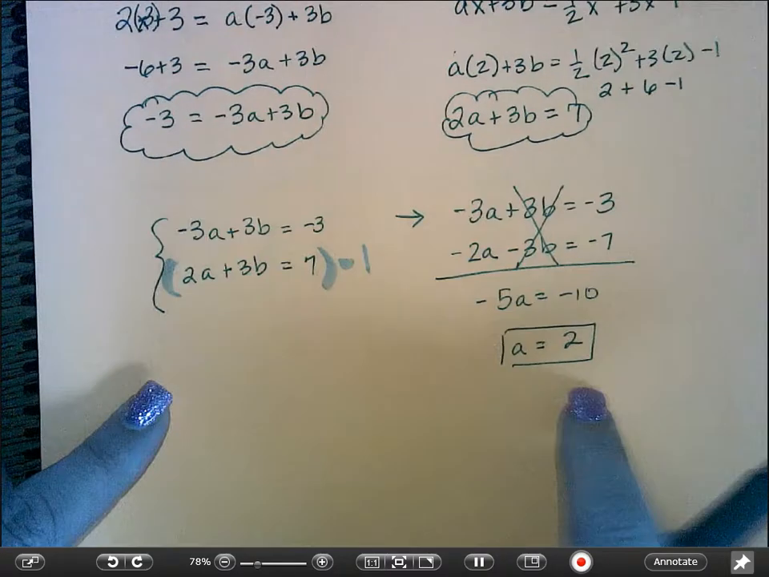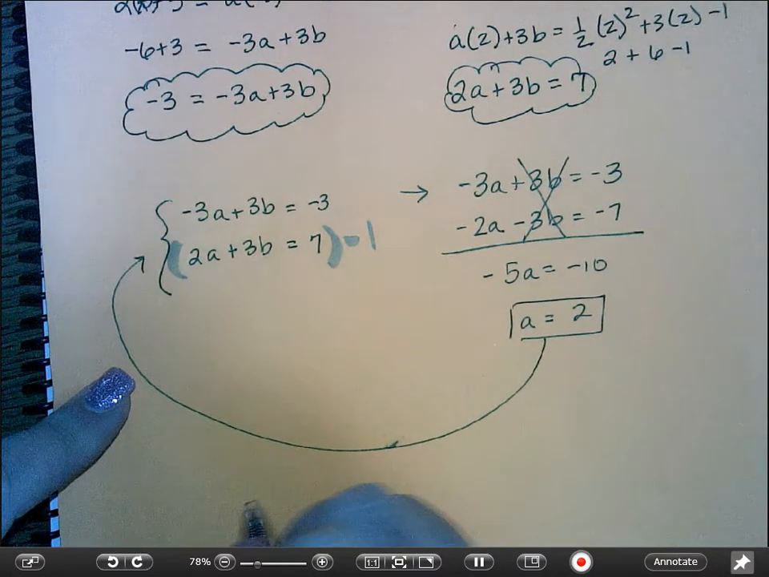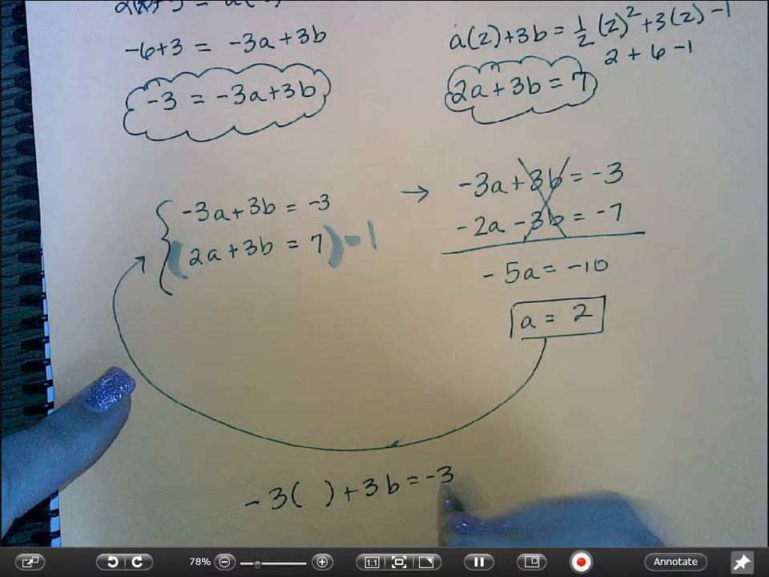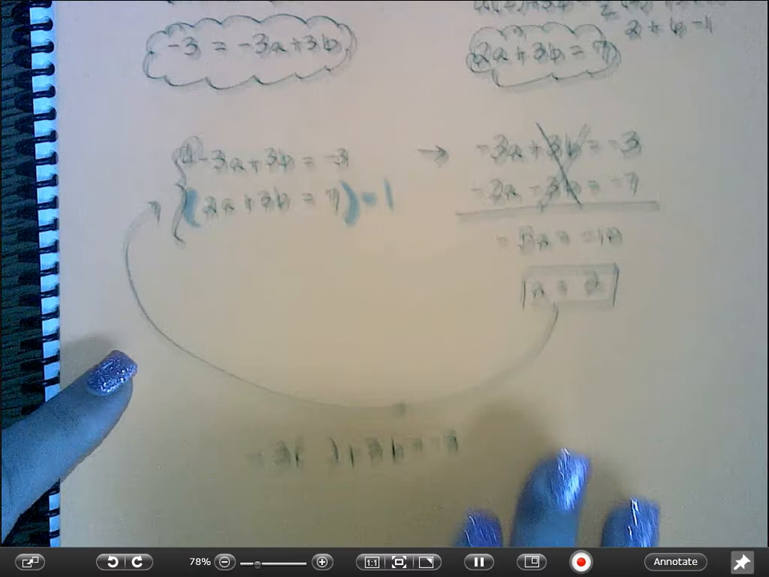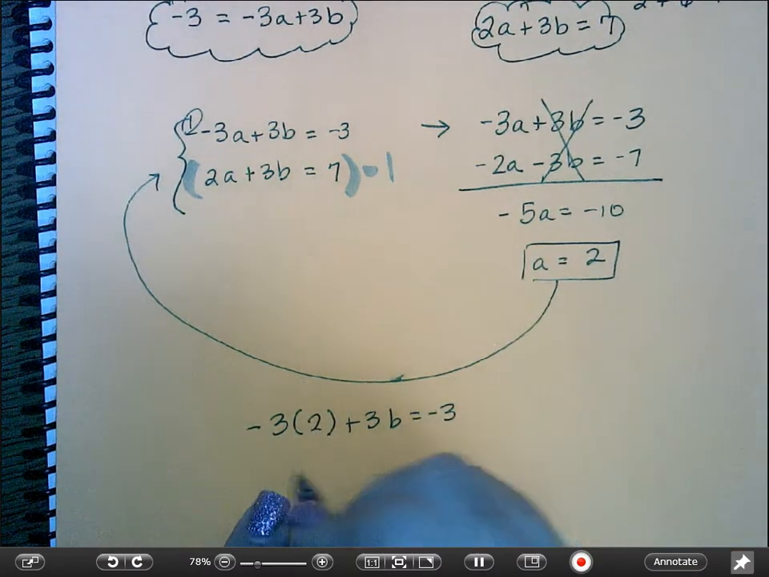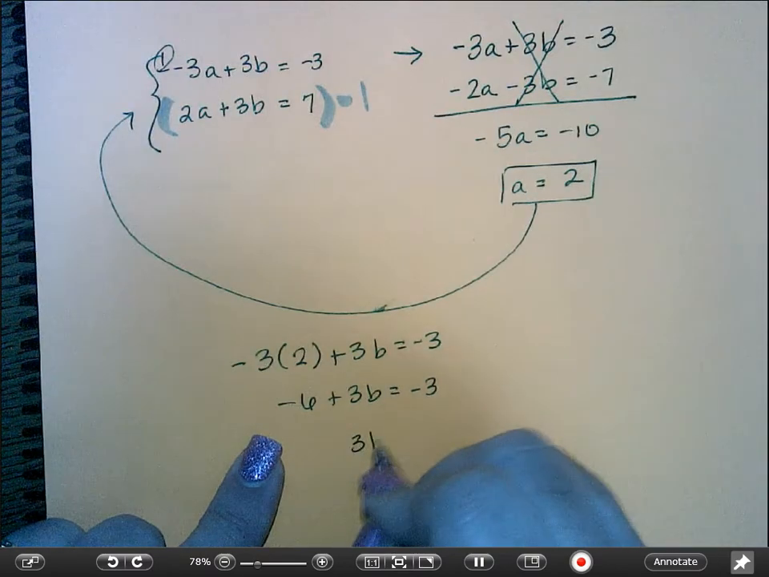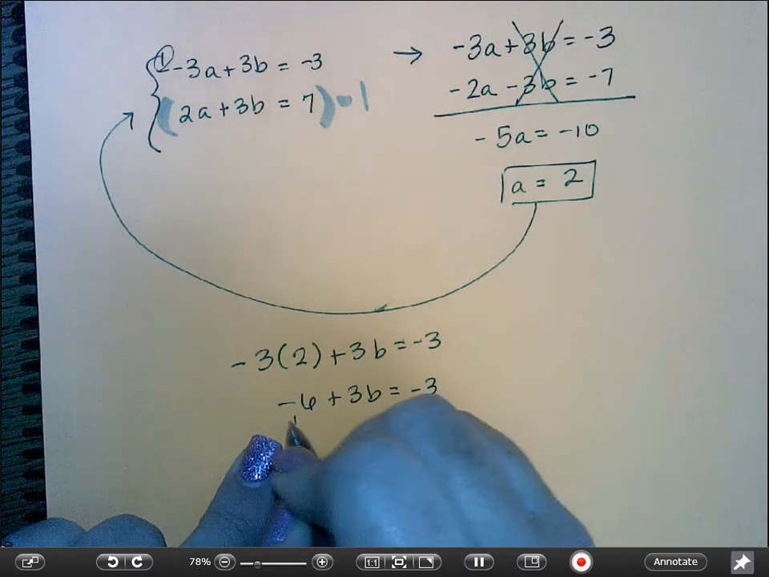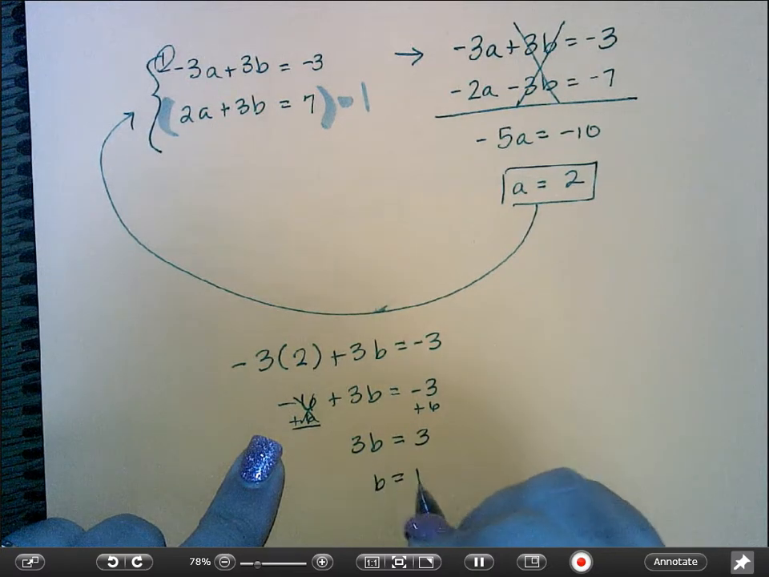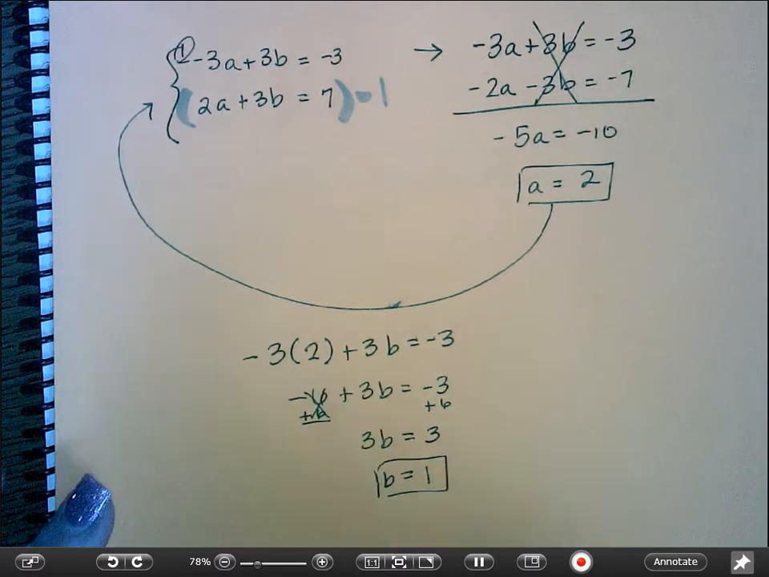Once I figure out A, I can take it back to any one of these. So I've got negative 3 times A plus 3B equals negative 3. I'm plugging it into that first one. Instead of A, my A was 2, so I get negative 6 plus 3B equals negative 3. 3B is equal to, if I add 6 to both sides, I get 3. B is equal to 1. So now I figured out the values of A and B.